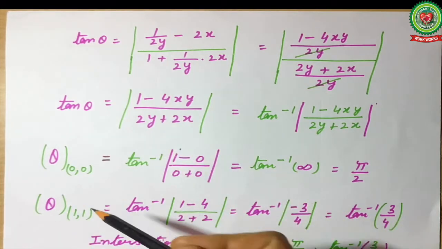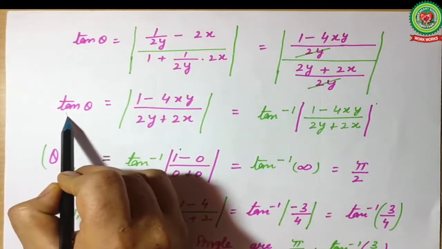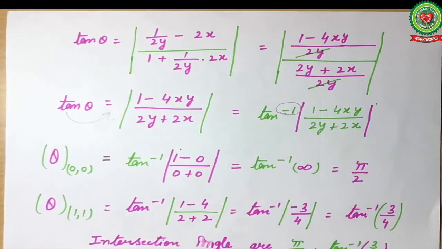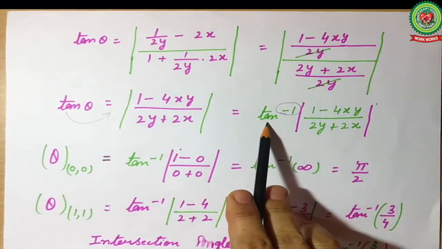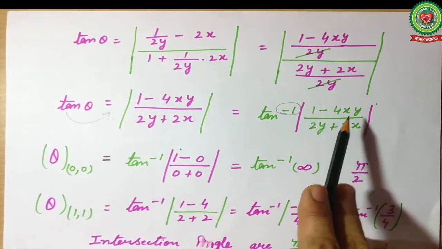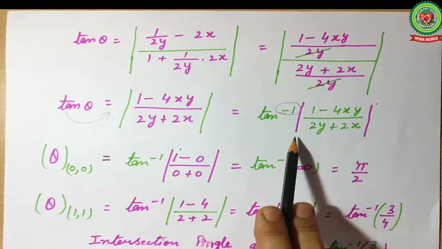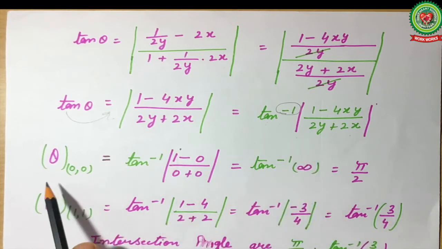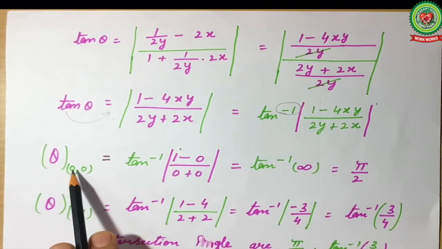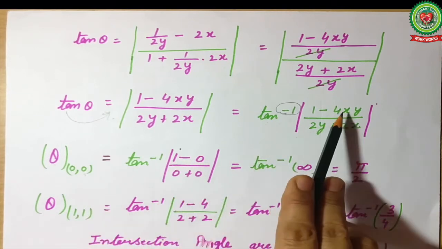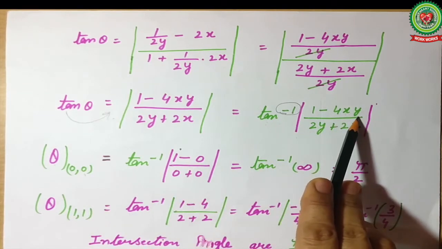Now when we shift this tan to the other side, it becomes tan inverse. So theta is equal to tan inverse of modulus of (1 minus 4xy) upon (2y plus 2x). Now we have 2 points, and we can find theta for those 2 points. For the point 0, 0, we put x is equal to 0 and y is equal to 0.